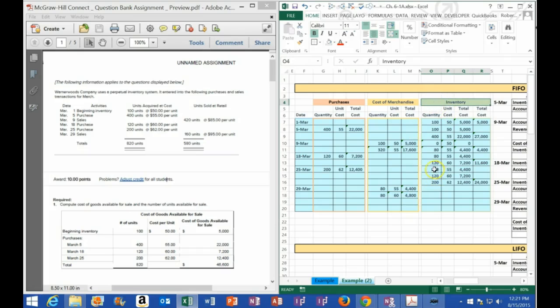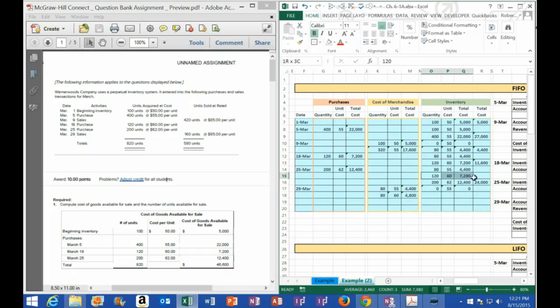What is left? Well, this layer got wiped out. 80 of these are gone. This layer is still there, according to this information. So how can we represent that? How can we represent this being gone? Well, we can say this equals the 80 minus the 80. That's how many we sold at $55. Of course, the 0 times 55 is 0.